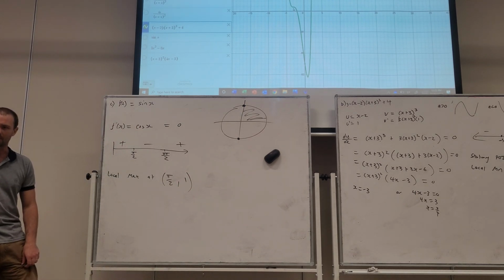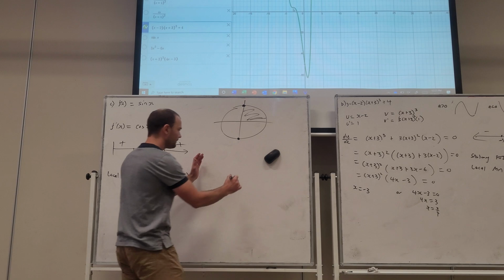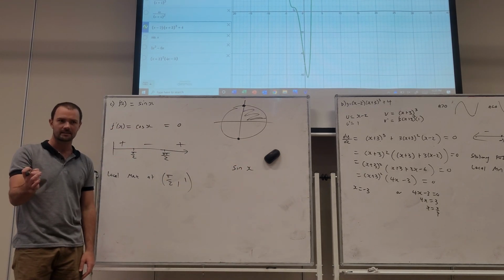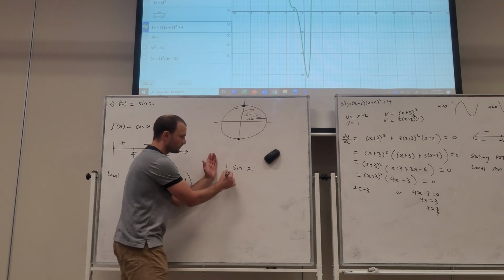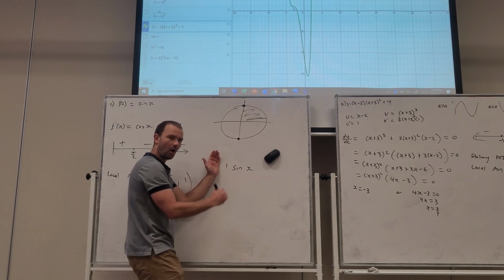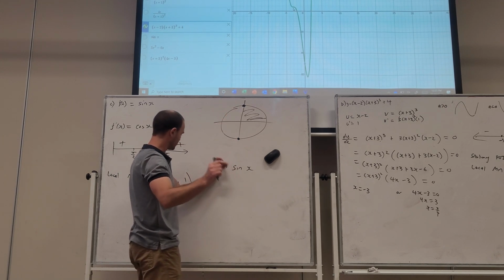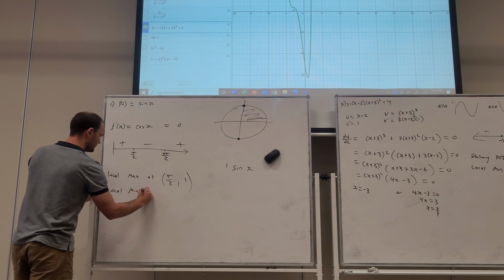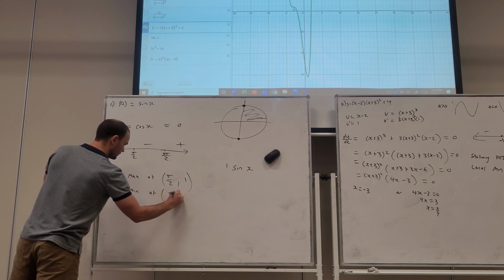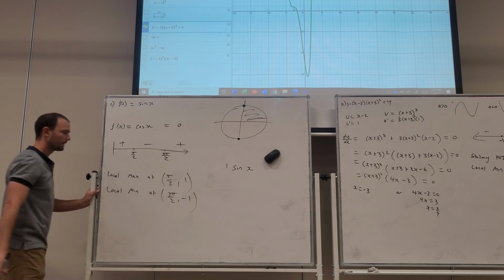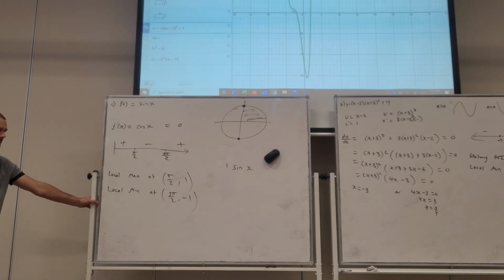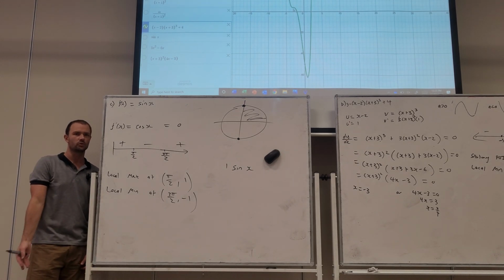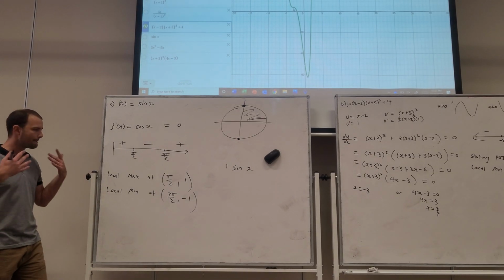The other way to think about it is for the function sine x, we've found a local max. What is the amplitude of this function? It's 1. So that means the highest it goes is positive 1, the lowest it goes is negative 1. So we have a local max there, a local min here. We can get them from G-Solve.